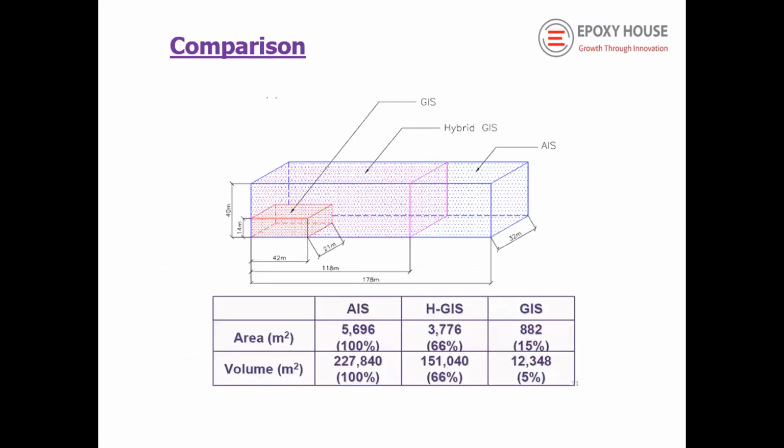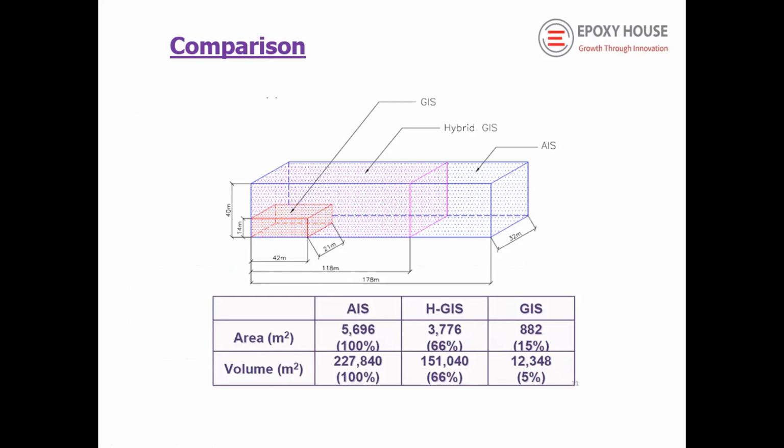So this is also just to give an idea again of the size. Volume wise, it is just 5%. See, the box if I use is about 40 meter height, as I mentioned earlier. The total volume occupied by the GIS is just 5% only.